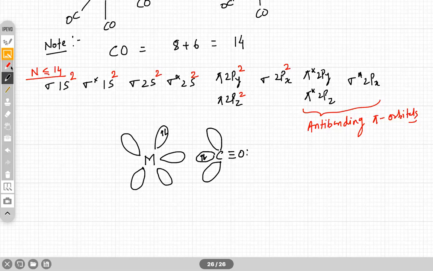Okay, so the sigma bond forms. For that, carbon donates its lone pair of electrons into the vacant orbital of the metal. This forms a sigma bond. And the pi bond forms since it is a pi star anti-bonding orbital. So from the metal, the d electrons donate their pair of electrons into the vacant anti-bonding pi orbitals of this carbonyl group.